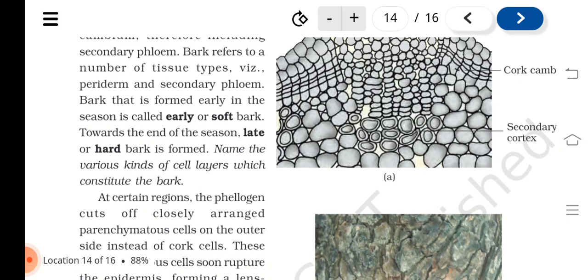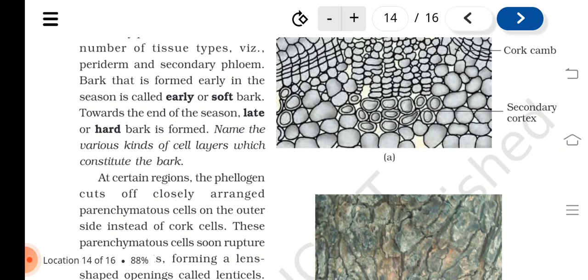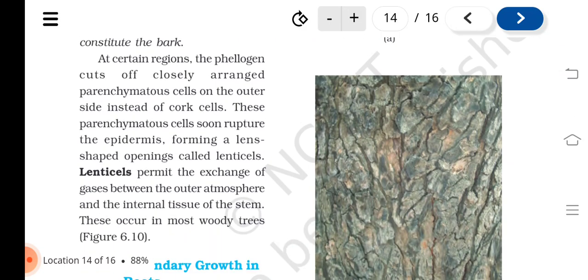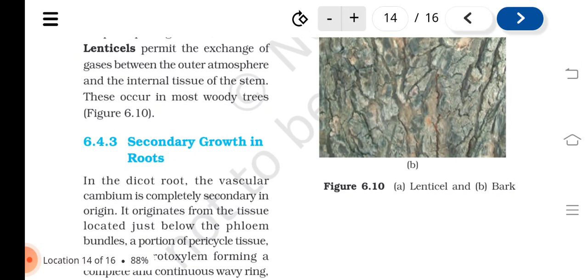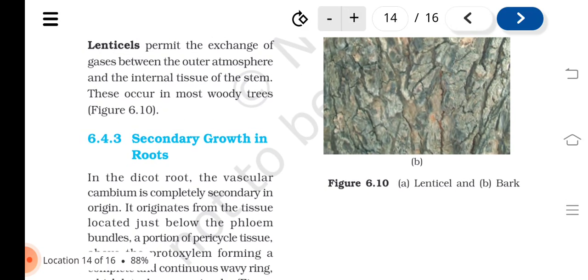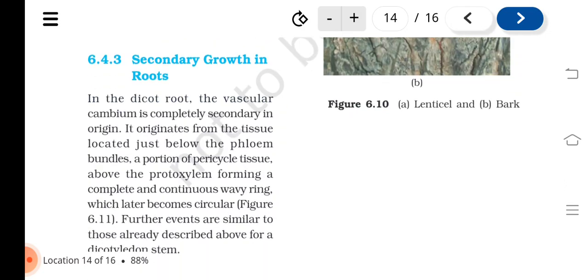Bark that is formed early in the season is called early or soft bark. Towards the end of the season, late or hard bark is formed. Name the various kinds of cell layers which constitute the bark. At certain regions, the phellogen cuts off closely arranged parenchymatous cells on the outer side instead of cork cells. These parenchymatous cells soon rupture the epidermis, forming a lens-shaped opening called lenticels. Lenticels permit the exchange of gases between the outer atmosphere and the internal tissues of the stem. These occur in most woody trees, figure 6.10.